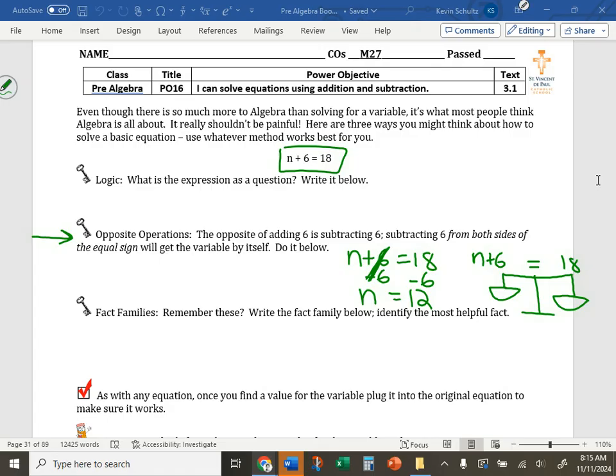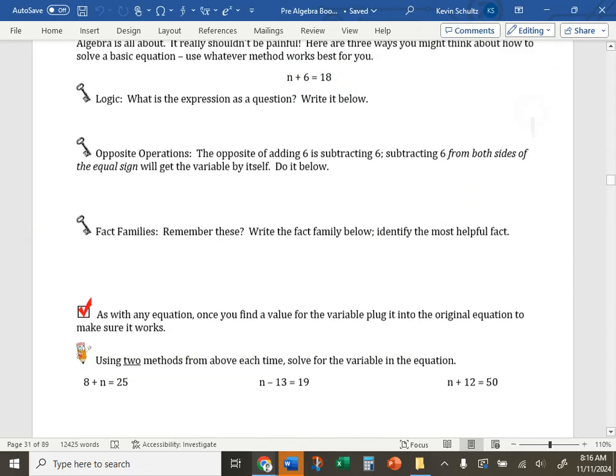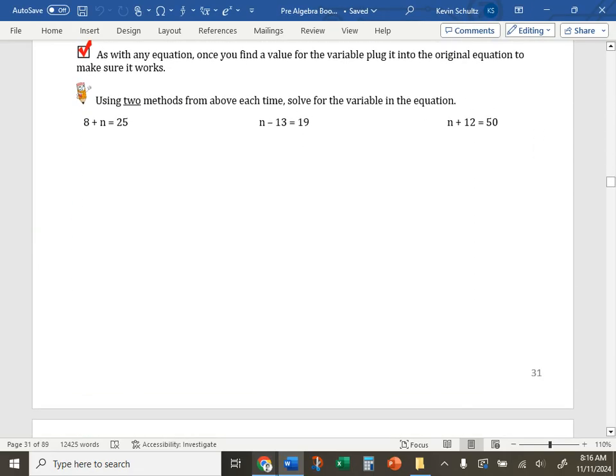Okay? Opposite operations. What is being done to n, you do the opposite. And that will allow you to solve for n. Okay? This is a lesson you want to pay attention to because it builds on everything else after this. Okay?